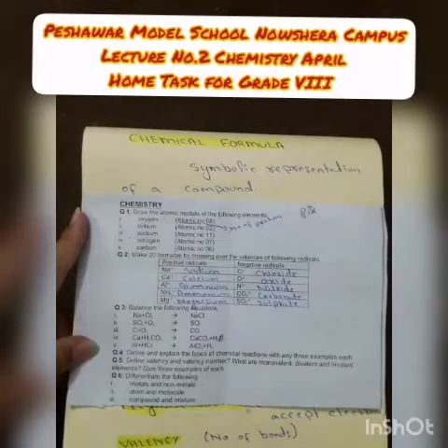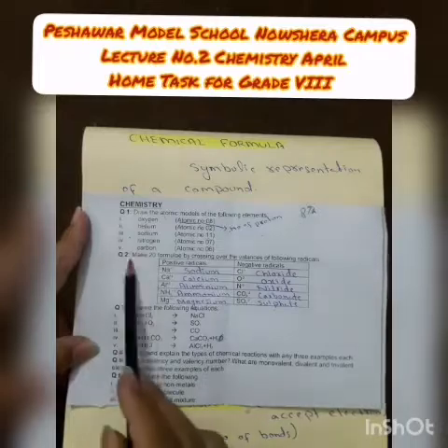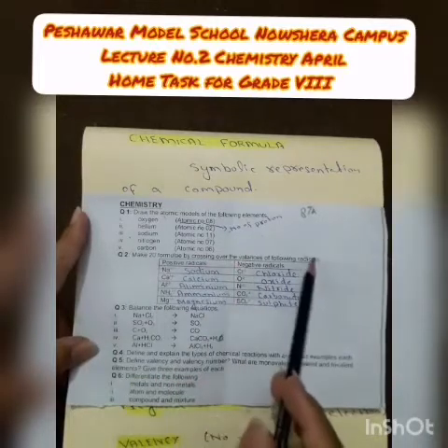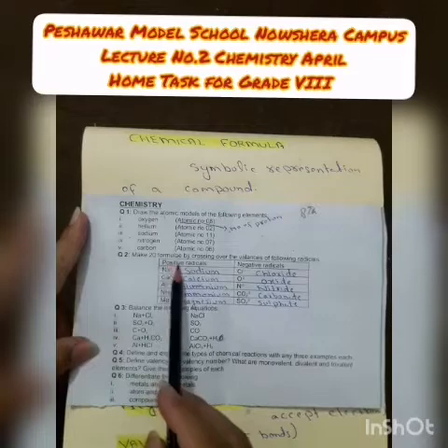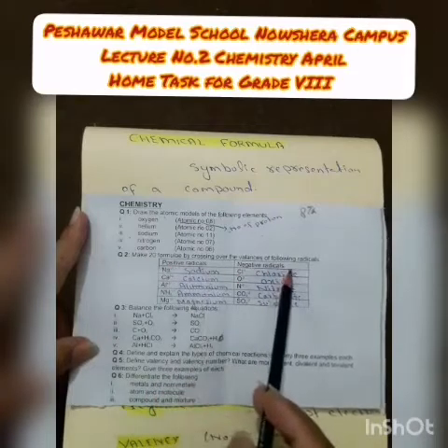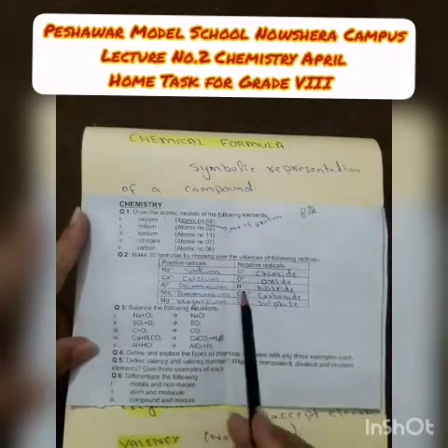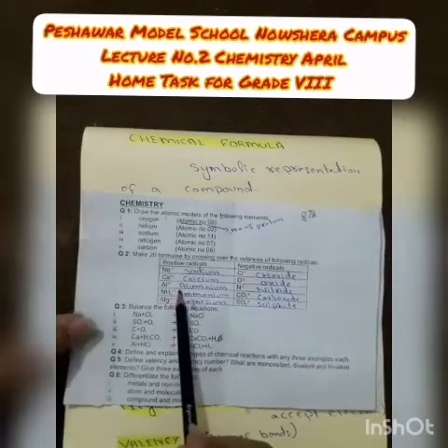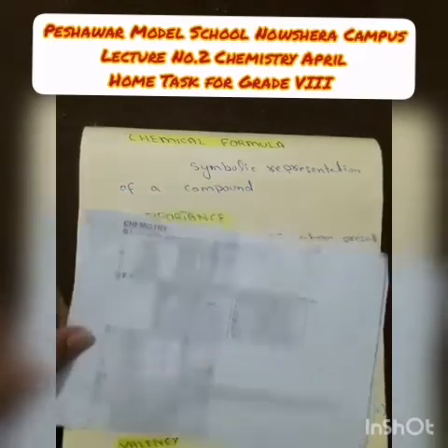Today is the second SVT lecture of chemistry for grade 8, which is question number 2. Make 20 formulas by crossing over the valencies of the following radicals. You have to make 20 formulas from the positive and negative radicals by crossing over their valencies. But before explaining this question, you must know what is meant by a chemical formula.